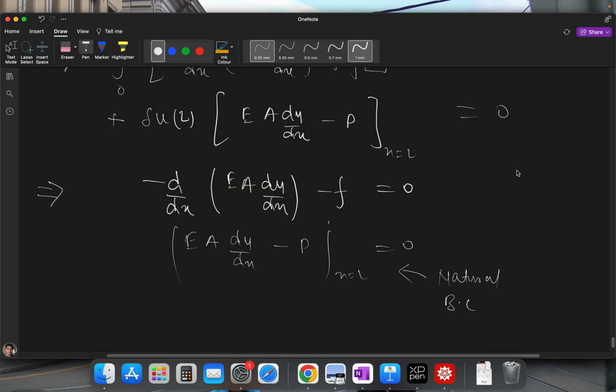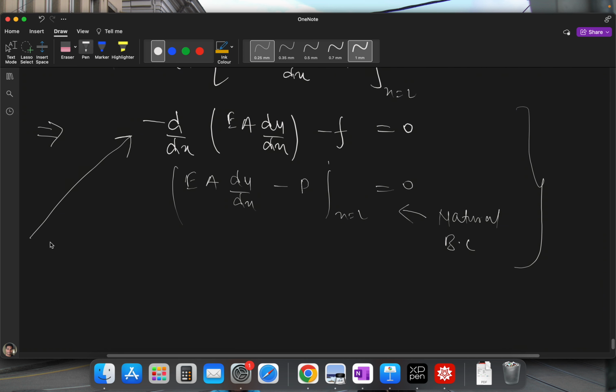Fine? So we got the differential equation, and this differential equation is nothing but the strong form. Strong form. This differential equation is nothing but the strong form, and it is also an equilibrium equation.